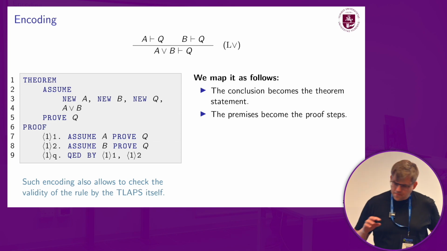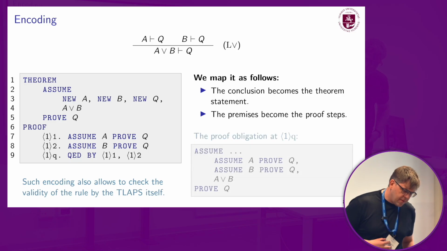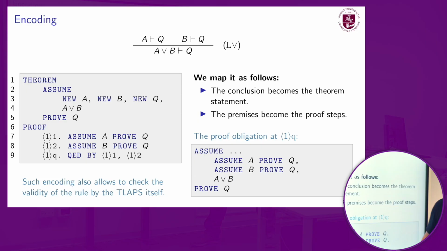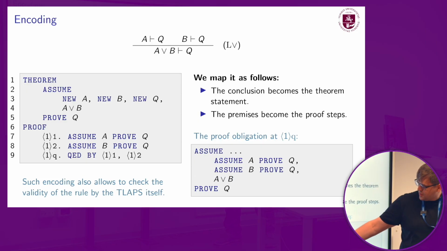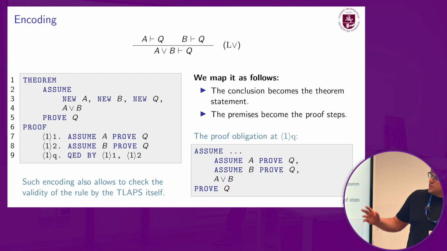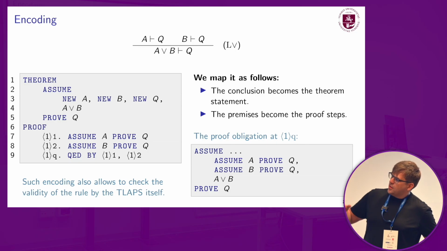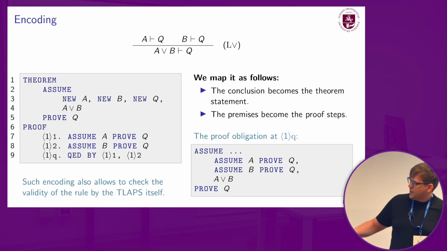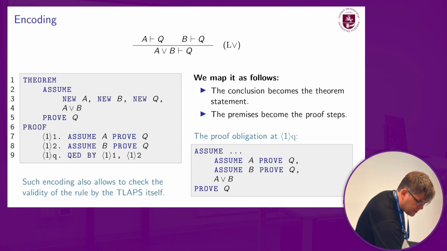With this encoding, if we look at the QED step and what is the proof obligation at this step, you would see that you have both premises here and the hypothesis here and the goal here. Of course, this analogy is not very strict, but at least it allows us to translate from a logical rule to some structure in TLA and reason why it works for this case.